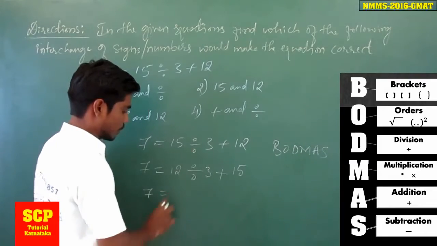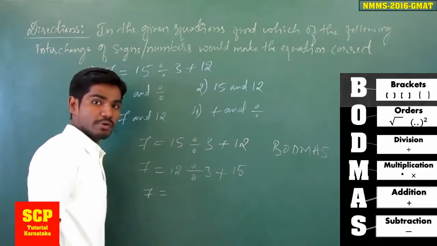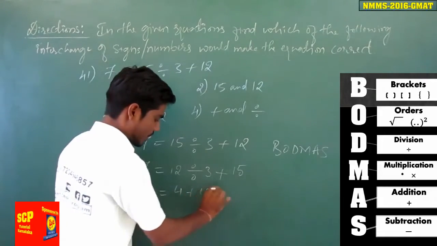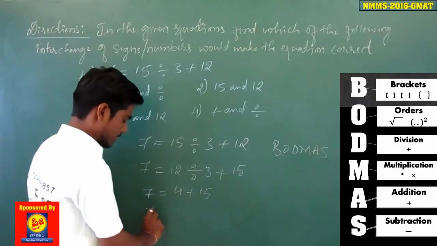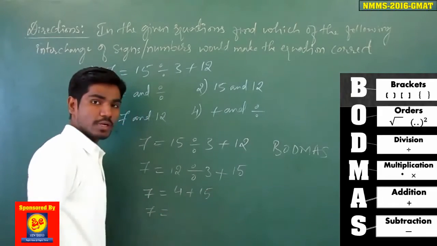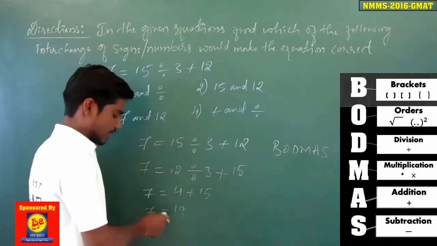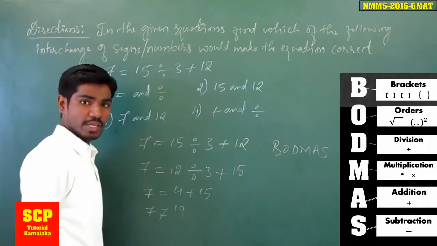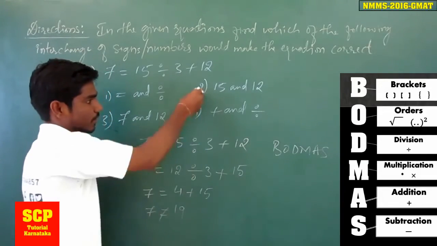7 is equal to 12 divided by 3. 12 divided by 3 is what? Of course, it is 4, plus 15. Now, 7 is equal to 4 plus 15, which is what? 19. But you can see that 7 is not at all equal to 19. So, this option will not make the equation meaningful. Therefore, the second option is also wrong.